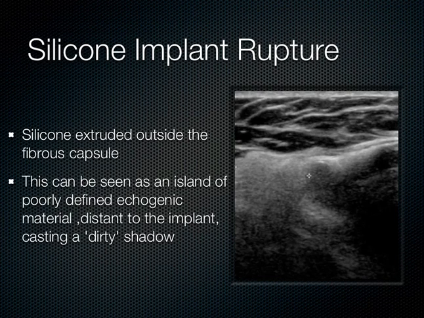Now, when you do have rupture, if it's a silicone implant, the silicone extrudes, and you can see it outside. Here's this fibrous capsule coming along here, and then we see it sort of outside. This is described as poorly defined echogenic material distant to the implant with a dirty shadow, or difficult to demarcate shadow. This is a sign of silicone implant rupture. If it's a saline implant rupture, it just looks like anechoic, free fluid seen in different tissue layers.